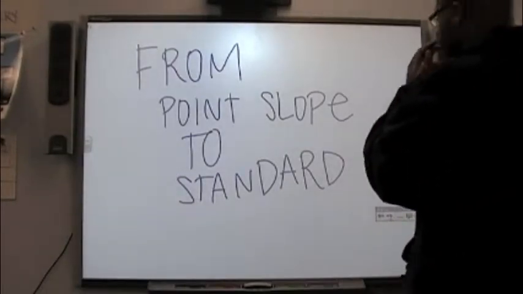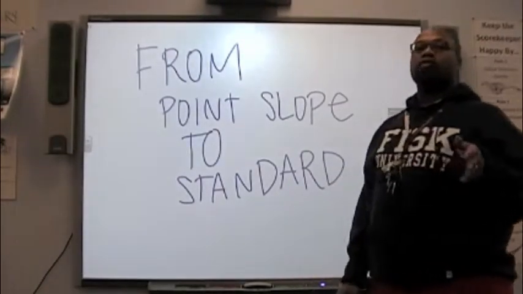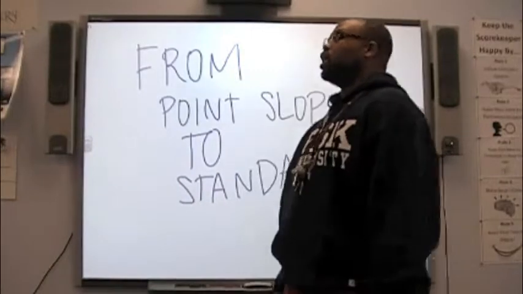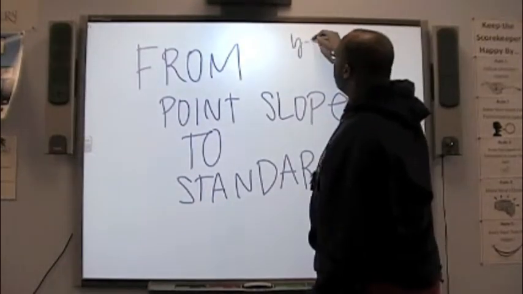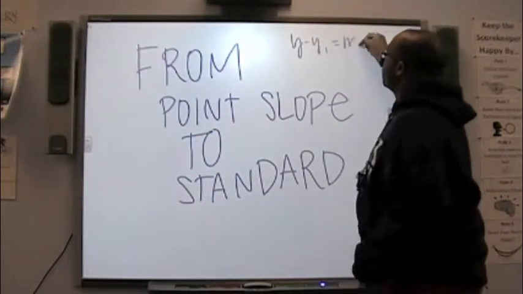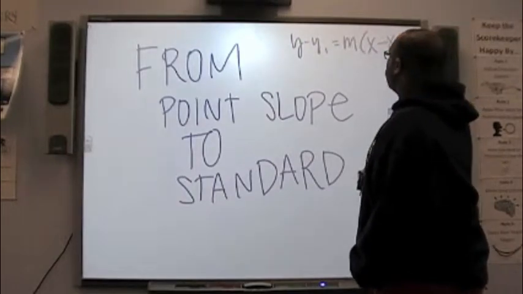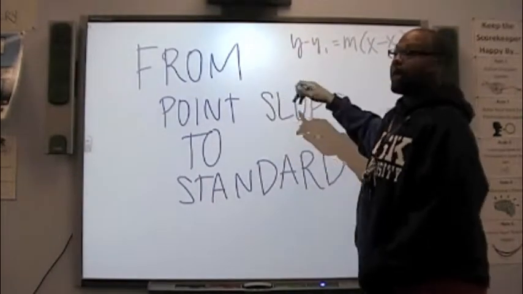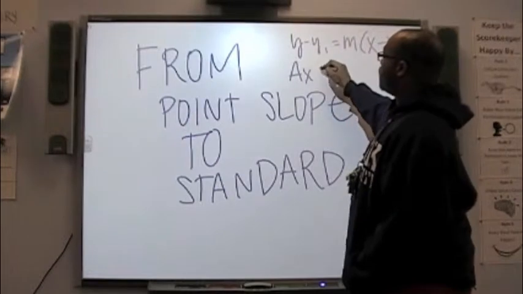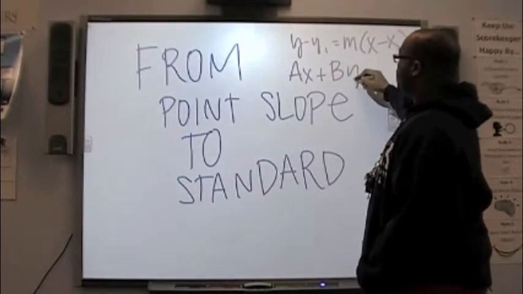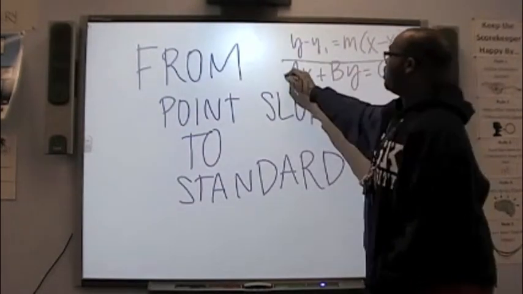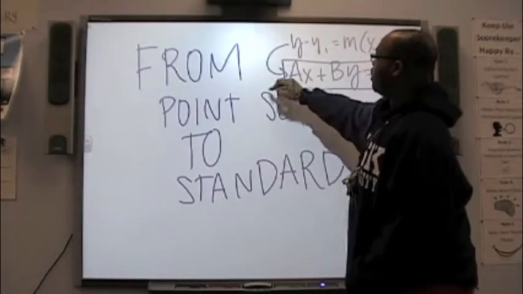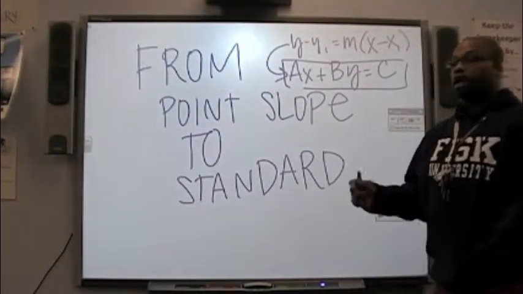Okay, so now we're going to talk about putting things from point slope form into standard form. Remember, point slope is y minus a value for y equals your slope times the quantity of x minus a value for x. And we're going to convert that to standard form, which is a times x plus b times y equals c. I'll show you how to do that now.